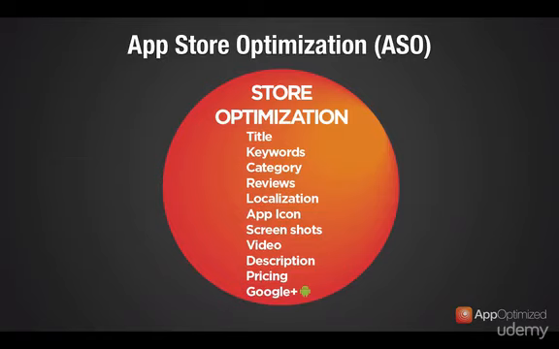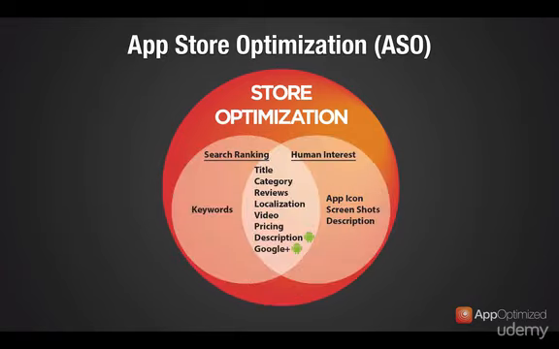So within App Store optimization, this is the red circle that you saw on the previous slide. There are all those things that you can do and tweak to improve your store optimization. And this is sort of a simplified list of what you can do. So I want to point out that there's actually 2 subcategories within App Store optimization. And those categories are, on the left, search ranking, and on the right, human interest. And there's certain things that specifically influence search ranking, and there's other things that specifically influence human interest.